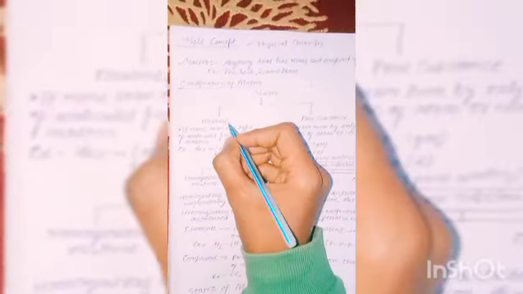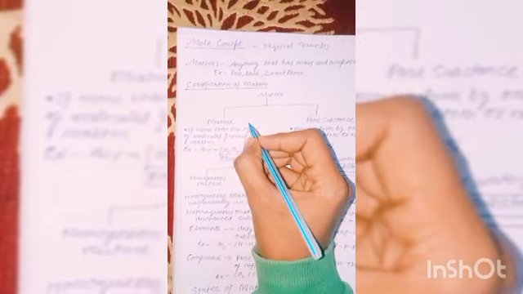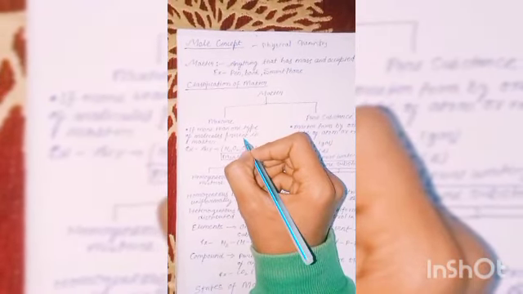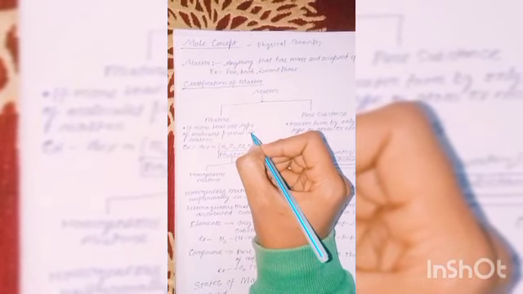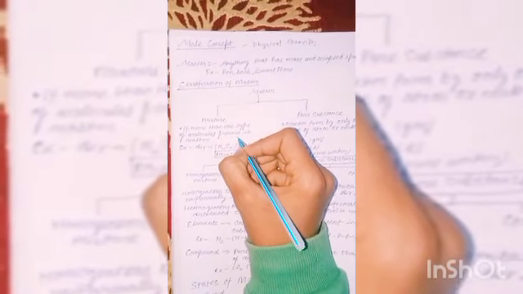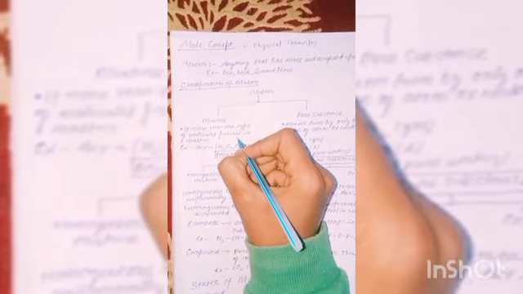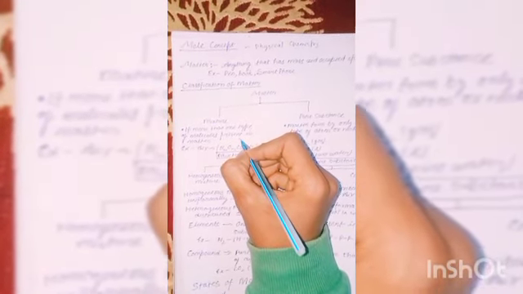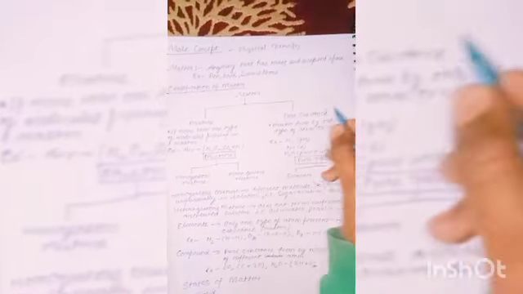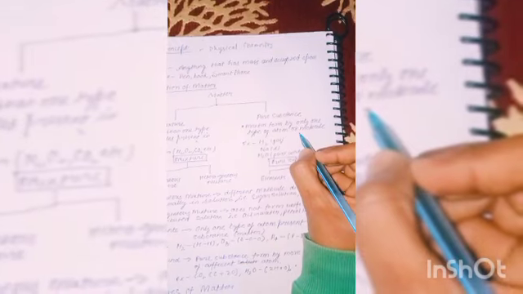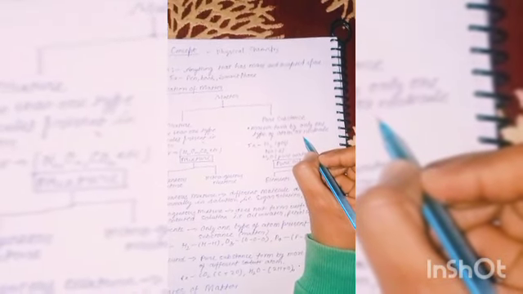Now comes to mixture. Mixture is when more than one type of molecules is present in a matter, then it is called a mixture. What is a pure substance? Pure substance is matter formed by only one type of atom or molecule.